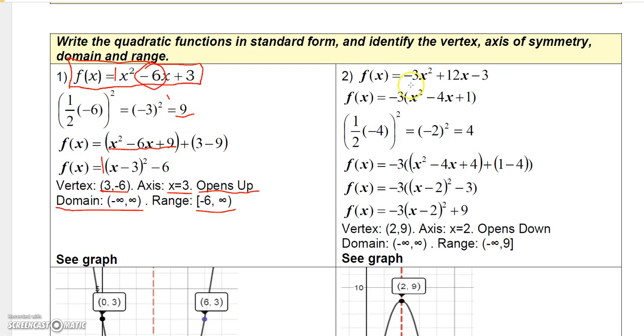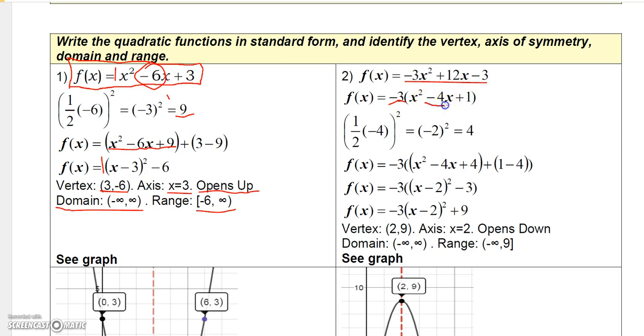Now this other one here, I actually have to factor the negative 3 out of these 3 terms first before I can apply what I did over here. So let's factor negative 3 out. When I factor negative 3 out of here, that's going to give me x squared minus 4x plus 1. And then I complete the square inside the parentheses here.